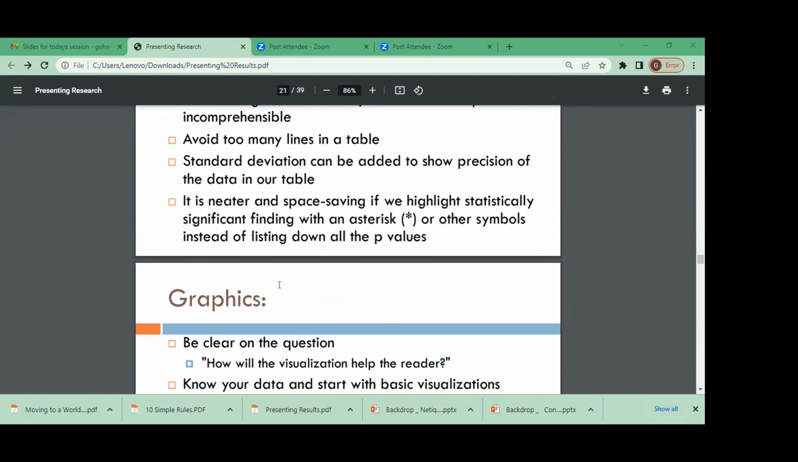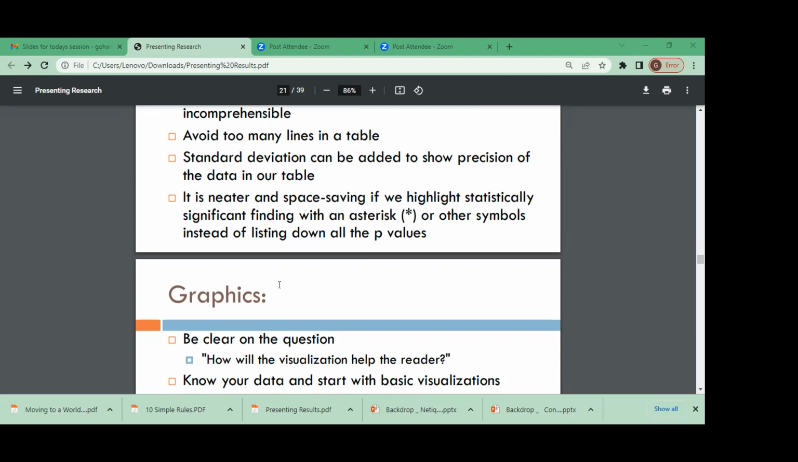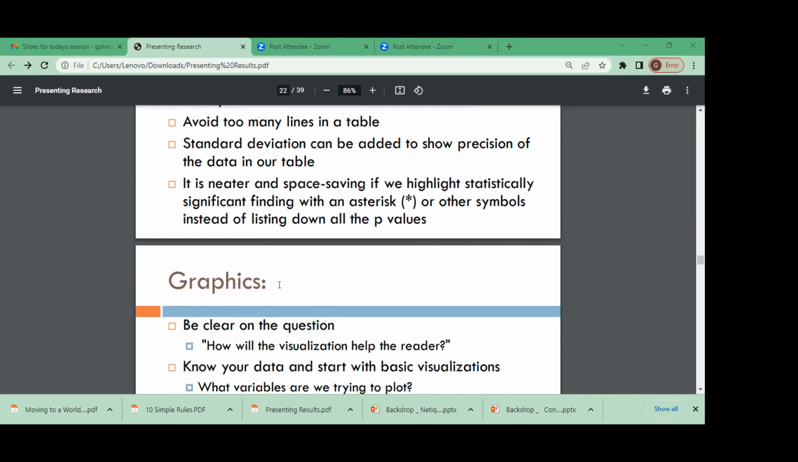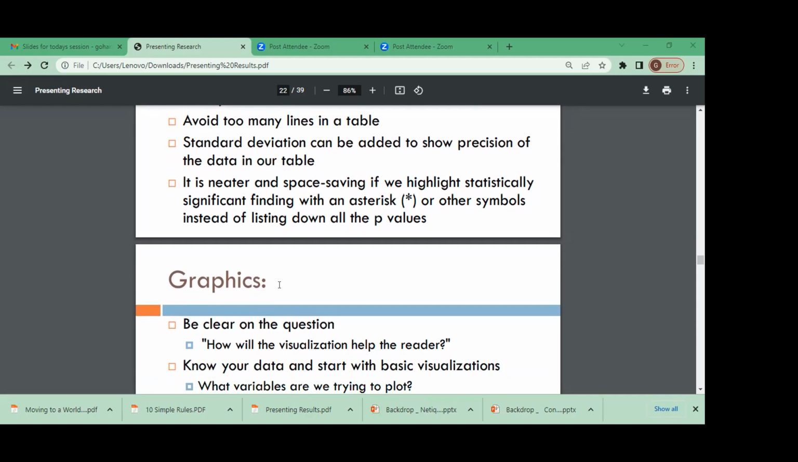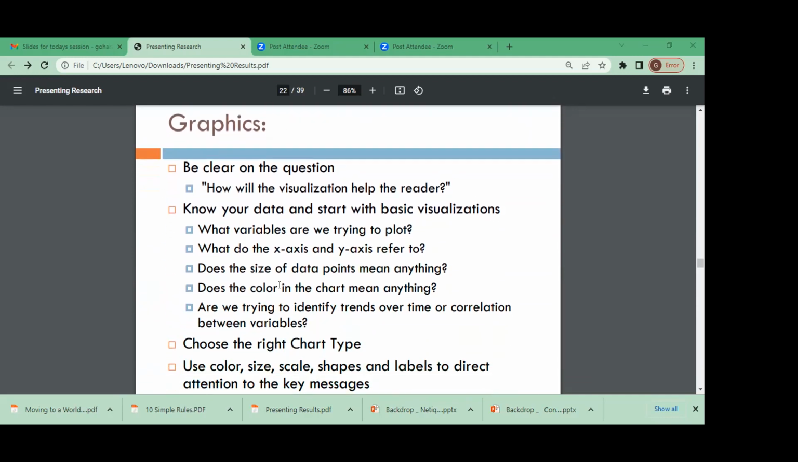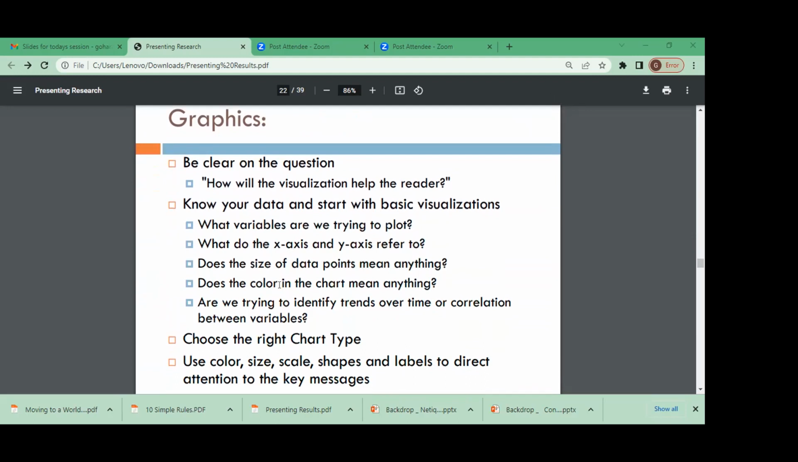If your table is pretty big, please report it as a supplementary table. Don't put it into your research article. Your research article should contain very small tables, very concise information, and graphs that are more explicit to your hypothesis picture.